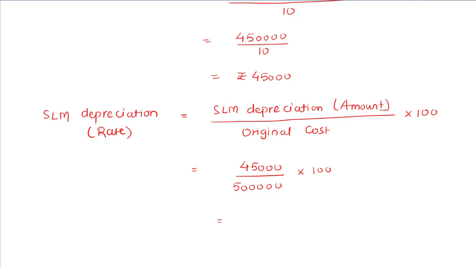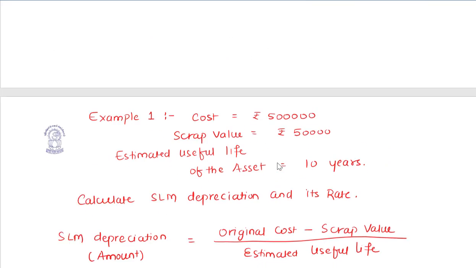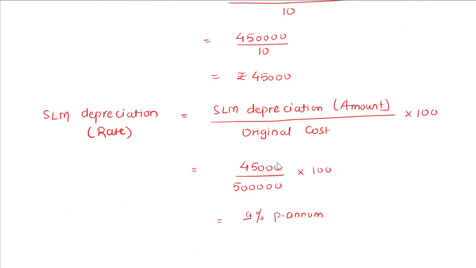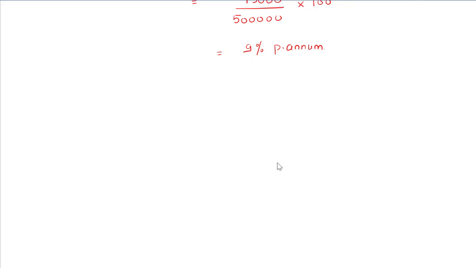Just solve this using a calculator. So the rate is 9% per annum. I believe we understood this example. Example 1 is clear to all of you. Let us continue. Take one more example.